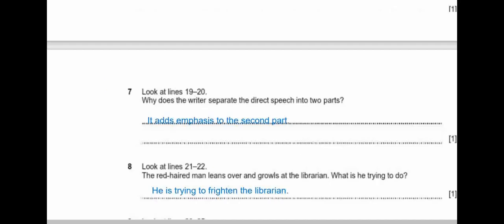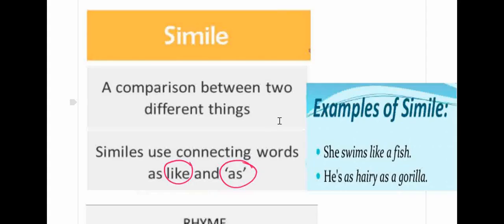Next, question 9. Look at lines 23 till 25. What two literary techniques are used? Tick two boxes from line 23 till 25. Is it metaphor, onomatopoeia, simile, assonance, or alliteration? Let's check each of them and what they mean in these literary techniques: metaphor, onomatopoeia, simile, assonance, or alliteration. Well, simile is a comparison between two different things.